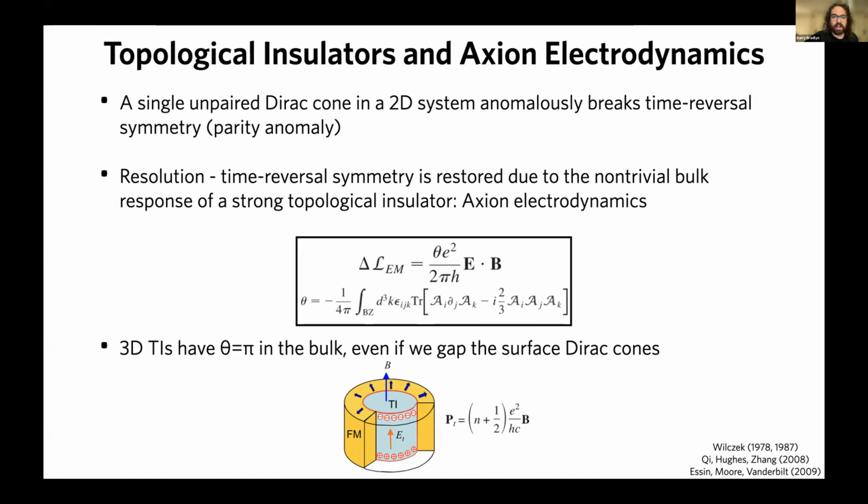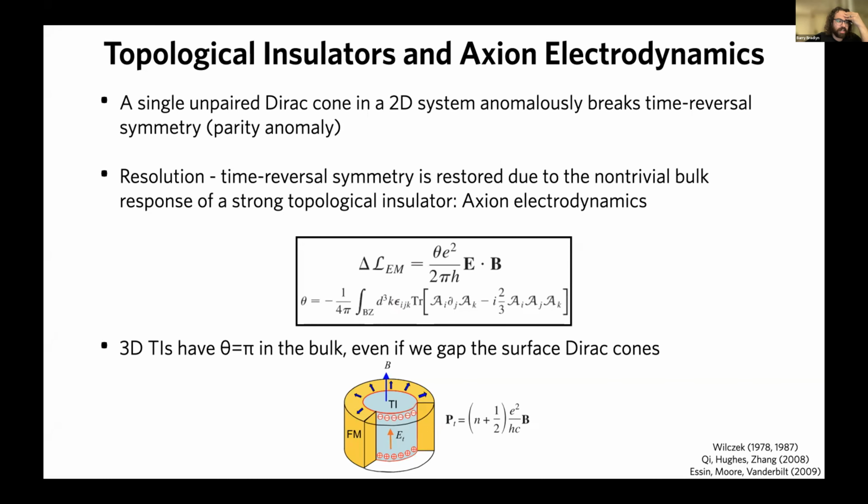And so the resolution of this anomaly is that it's actually the topologically non-trivial bulk that is restoring time reversal symmetry on the surface. Because the bulk of a 3D TI has an electromagnetic response theory with the Lagrangian that I've written here. The electromagnetic Lagrangian L_EM for the bulk of a 3D TI is proportional to E dot B. So E dot B looks like it breaks time reversal symmetry, because B is odd under time reversal and E is even under time reversal. So the whole thing changes sign.